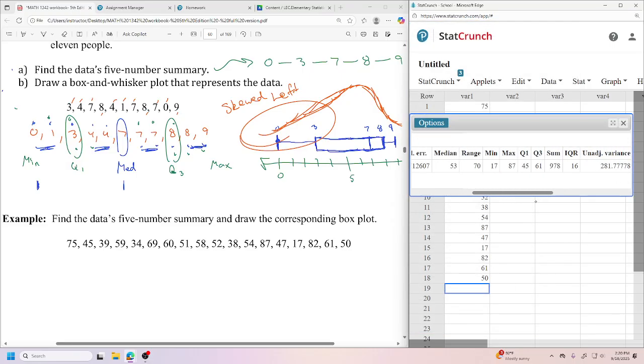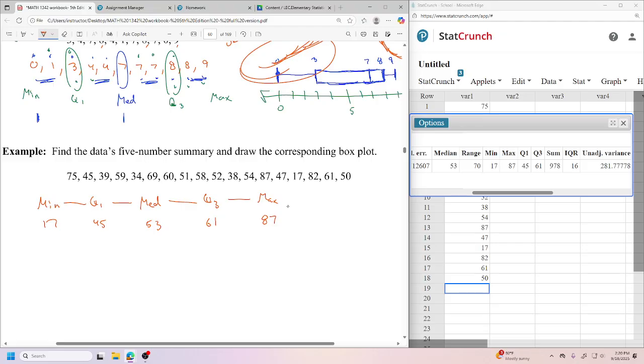Let me start with the 5-number summary. I got my minimum, my Q1, my median, Q3, and then my maximum. So here we go. Minimum, 17. Q1, 45, median, 50, Q3, and the maximum, which one is that? 87? 87, yep. So there's my 5-number summary.